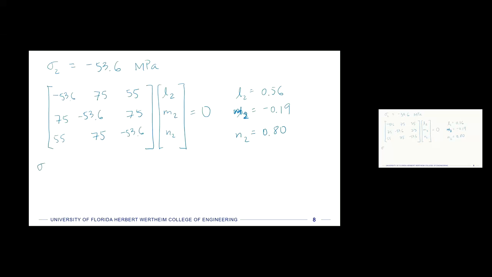And then for sigma 3, it was minus 76.7. All right, so then we just follow the same procedure, and we put that in as the diagonals in that matrix. And so I'll just write the answers that we come up with. So L3, 0.59, M3, 0.77, N3, negative 0.23. Okay. So these, we don't need to visualize all of them. We just see that the answers are reasonable.